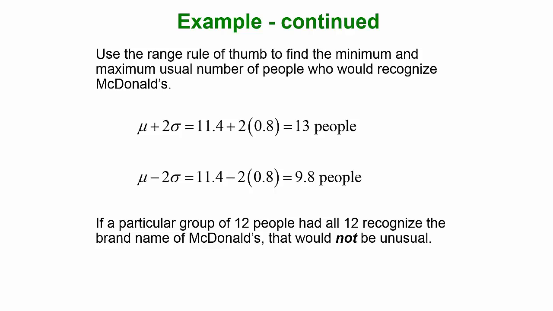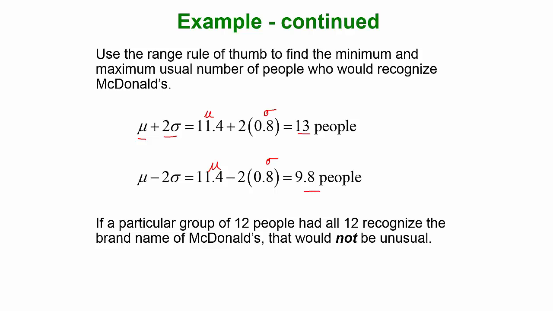Use the range rule of thumb to find the minimum and maximum usual number of people who would recognize McDonald's. So the maximum usual number is equal to the mean plus 2 standard deviations. So my mean was 11.4, my standard deviation was 0.8, so 11.4 plus 2 times 0.8 is equal to 13. So this is my upper limit of the usual number of people in that group that would recognize McDonald's. And then the lower usual value is the mean minus 2 standard deviations, which gives me 9.8.